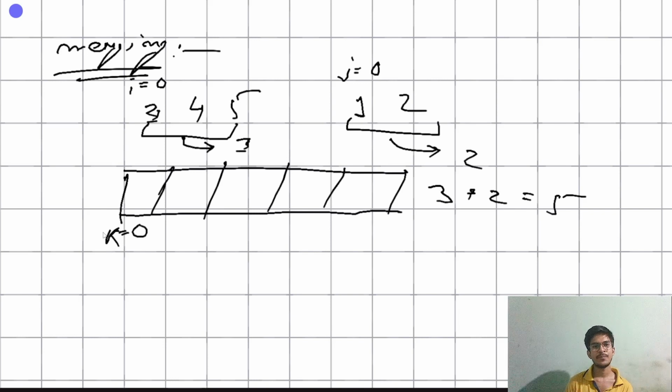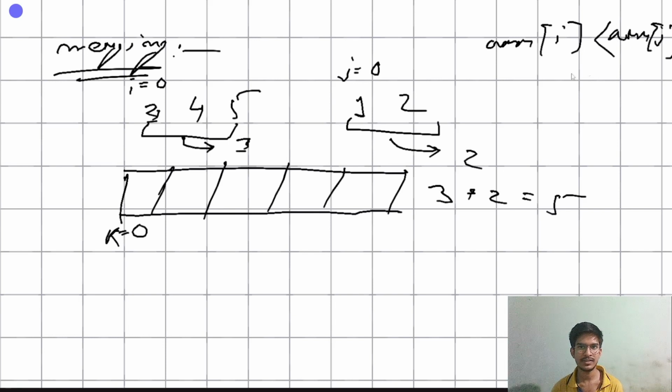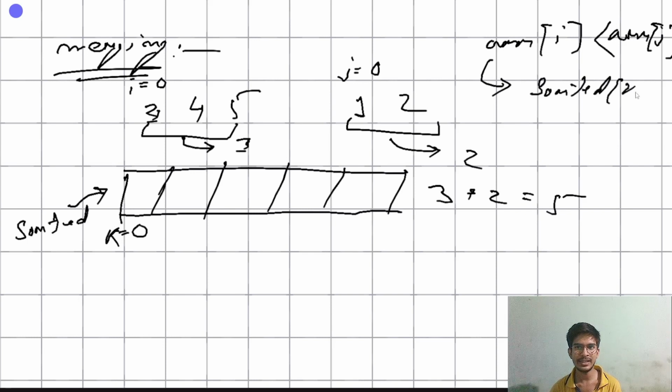So what will we check? We'll check if the ith value is less than this value, that means if ARR of i is less than ARR of j. If it does, what will it do? Suppose this list's name is sorted. We will do sorted k, meaning we'll insert at the k position, since ARR of i is less than, and we are in ascending order. That means sorted k will be ARR of i.